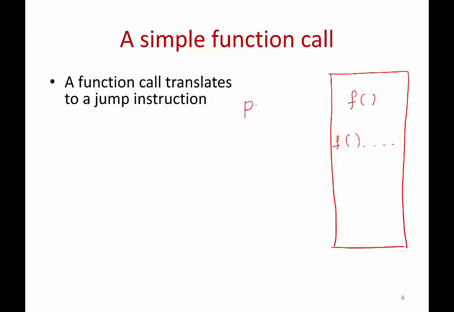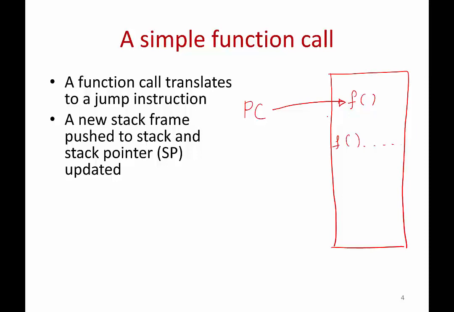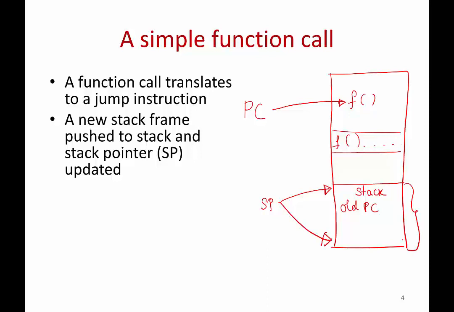Okay, so initially your program counter is pointing to this instruction, and when you have to make a function call, the program counter has to move to the function code. But before you do that, a stack frame is created on the stack, and this old value of the program counter is first pushed onto your stack. Why is that? Because you want to be able to return to this function invocation after you've called the function, right? So you have your stack pointer. Initially it was pointing somewhere else, then you've pushed a new stack frame, and your stack pointer is updated. You have a new frame for this function call that is pushed onto the stack.